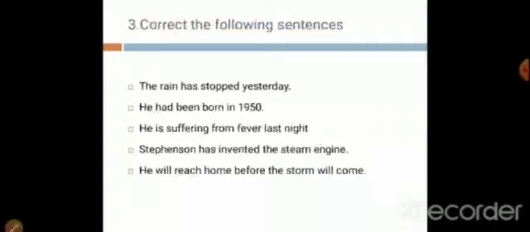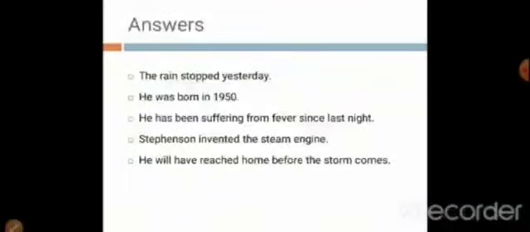Now here are some sentences which are not correct. You have to correct and write them. Correct the following sentences. The rain has stopped yesterday. He had been born in 1950. He is suffering from fever last night. Stephenson has invented the steam engine. He will reach home before the storm will come. So these are all incorrect sentences. The correct sentences are here. First, solve the exercise, then cross-check your answers.